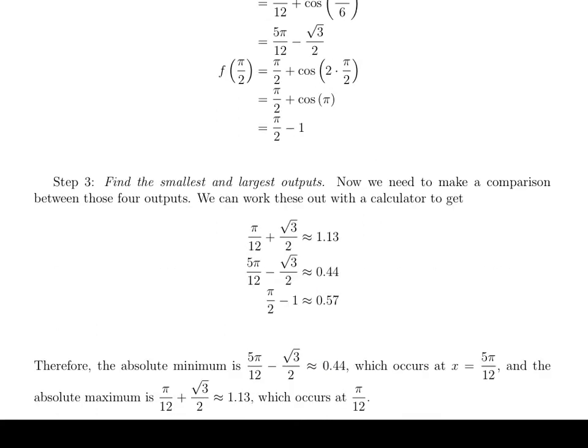Okay, so we've got our answer. The absolute minimum is 5 pi over 12 minus root 3 over 2. That's about equal to 0.44. And that occurs at 5 pi over 12. That's what we had to plug in to get that output.